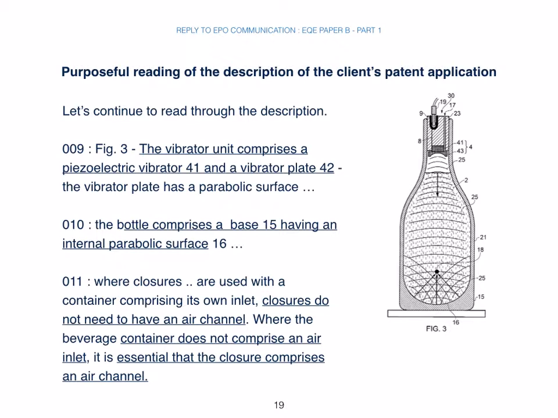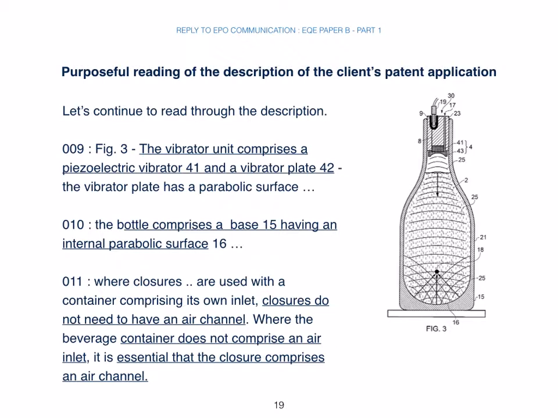And we come to paragraph 11, which has some important statements concerning the need for an opening or air channel. And it says, where closures are used with a container comprising its own inlet, closures do not need to have an air channel. In other words, if the bottle has an air inlet, the closure does not have to have an air inlet. And it says, where the beverage container does not comprise an air inlet, it is essential that the closure comprises an air channel. So this is important. These are important statements for the leaving out or not the air channel from claim 1.